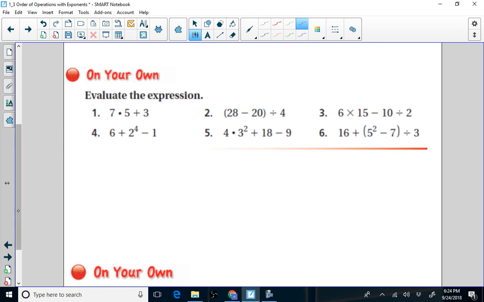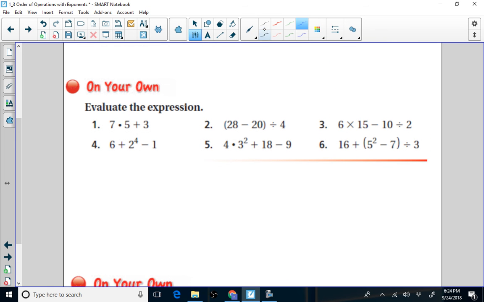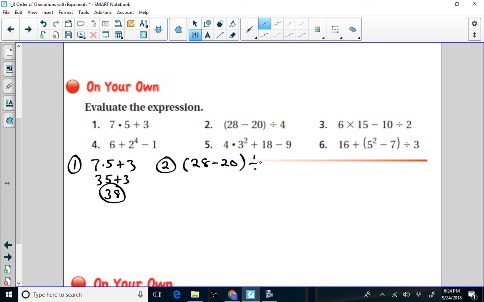All right. Let's look at the on your own problems here. We got a lot of good examples, right? We'll do one of these at a time. Do number 1, right? 7 times 5 plus 3. We have to do multiplication first. So 7 times 5 is 35, right? Plus the 3, that's going to be 38. Problem number 2. We have 28 minus 20, divide that by 4. Parentheses has to be done first. 28 minus 20 is 8. We divide that by 4. 8 divided by 4 is going to be 2.